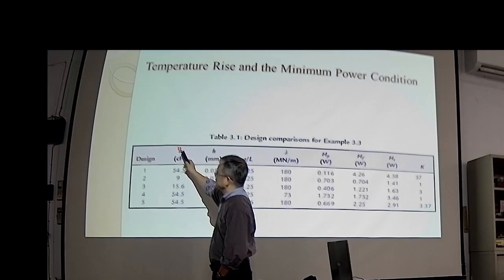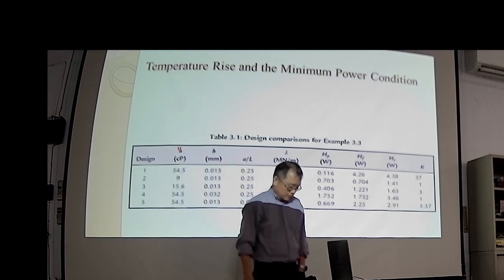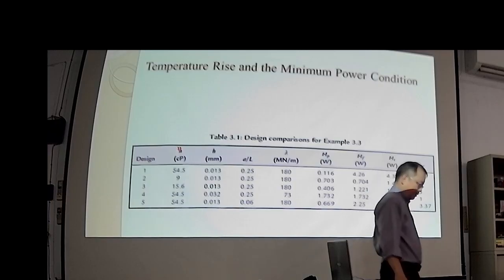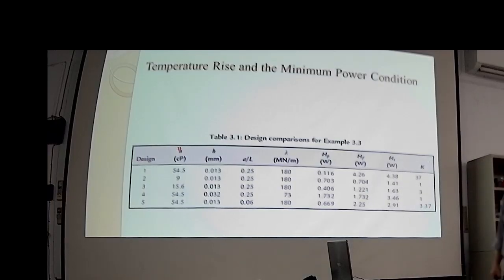Eta is the viscosity of the liquid. This is not the H. 这个书上有印错。And the second one is the film thickness. And this is the length ratio. Okay? And this one is the thickness. This is the pumping power. This is the friction power. This is the total power.